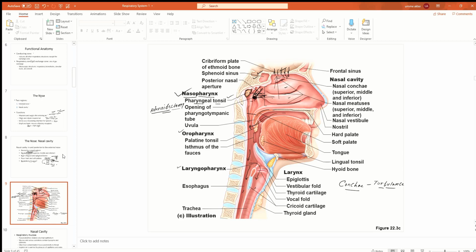Okay, now the last thing here, you see the nasopharynx, since it is only for the air, its epithelial lining is pseudostratified columnar.